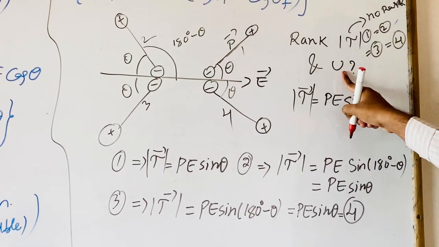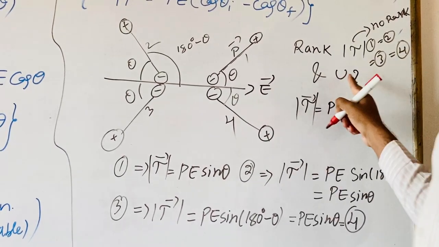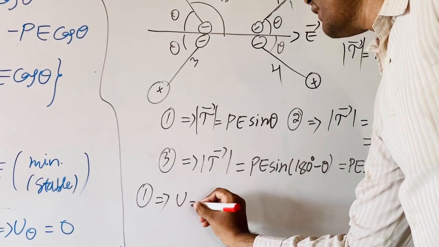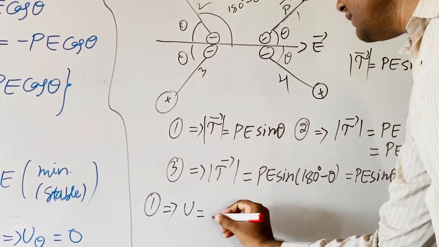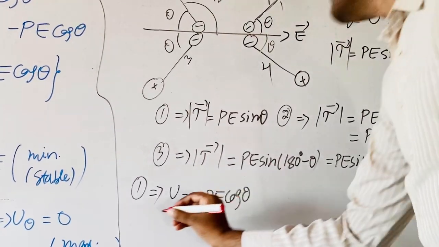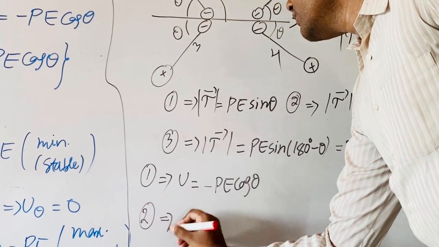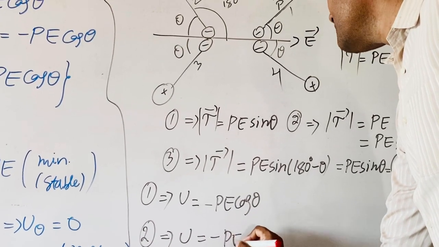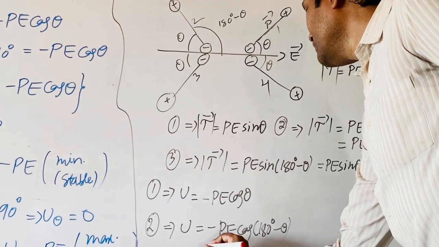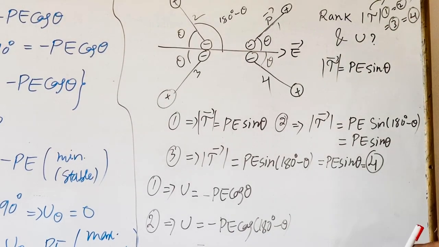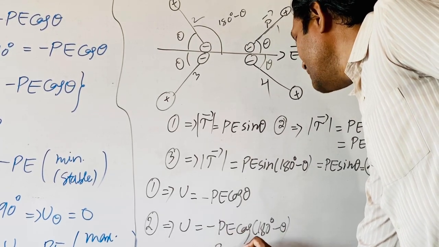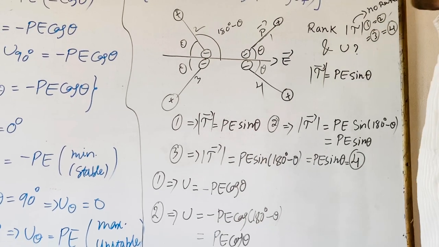So now what is the rank for this U? Again we can calculate the value of U for the first dipole. For the first dipole, the angle is theta, so U is minus P cos theta. What is this value for the second dipole? U is equal to minus P cos of 180 degrees minus theta. So cos of 180 minus theta is minus cos theta. That's why here we can write plus P cos theta.